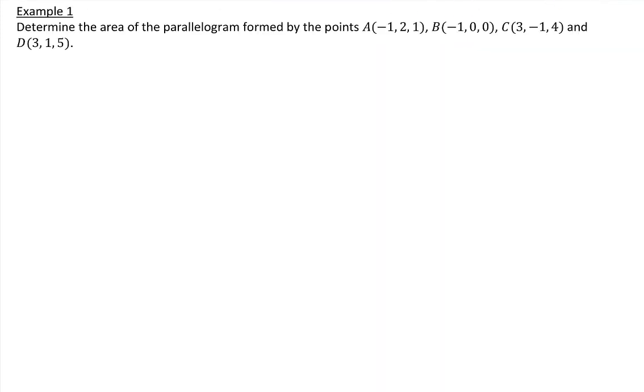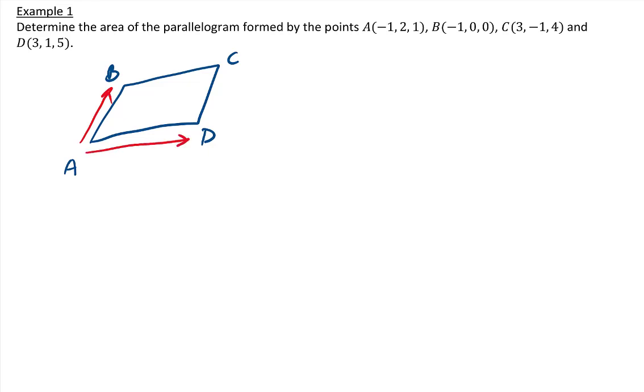So example 1: determine the area of the parallelogram formed by the following points, A, B, C, and D. To use the cross product to find the area, we need two vectors drawn tail to tail. So let's say we take these two vectors here, vector AB and vector AD. If I want the area of this parallelogram, that's going to be equal to the magnitude of AB cross AD.